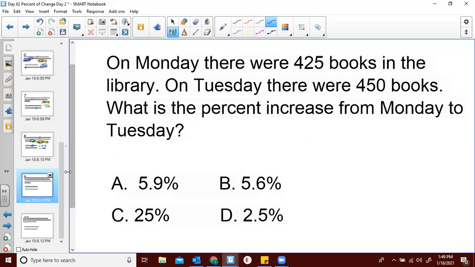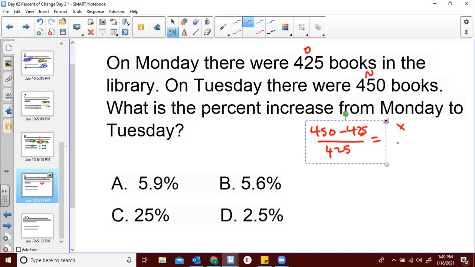All right, 2 more to go. On Monday, there were 425 books in the library. On Tuesday, there were 450 books. What's the percent increase from Monday to Tuesday? So it looks like some kids finished reading their books and brought them all back. Well, we started on Monday, so that's going to be our old number. And Tuesday, the day after, is going to be our new number. So again, we will have 450 minus 425 over our old, which is 425. And that's going to equal our percent of change over 100.